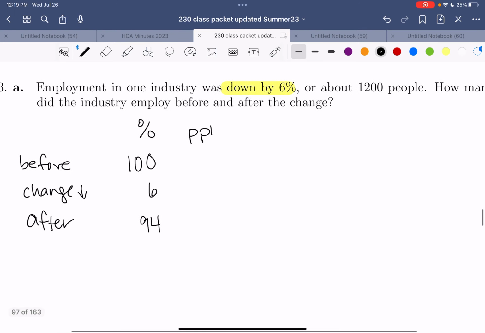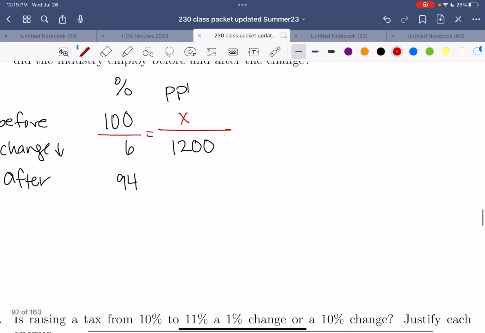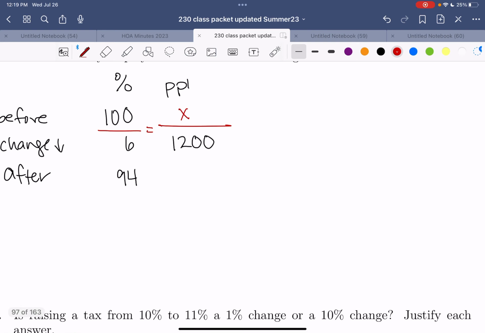Now, when you read this here, be careful to read it more than once. Employment in one industry was down by 6%, or about 1,200 people. That's referring to the change. So the 1,200 goes here. And then it says, how many people did they employ before and after the change? So I'm going to go ahead and find the before, and then I'm going to subtract to get the after. You could choose to get the after and add back to get the before, your choice.